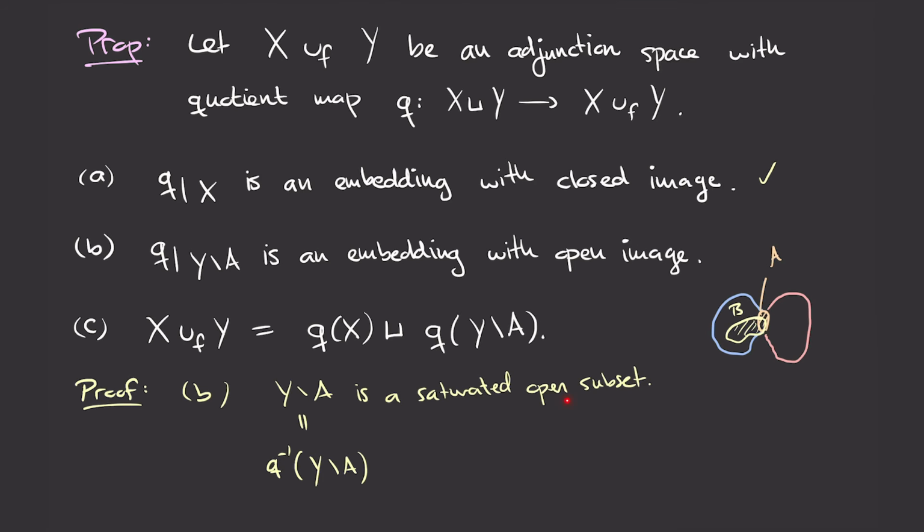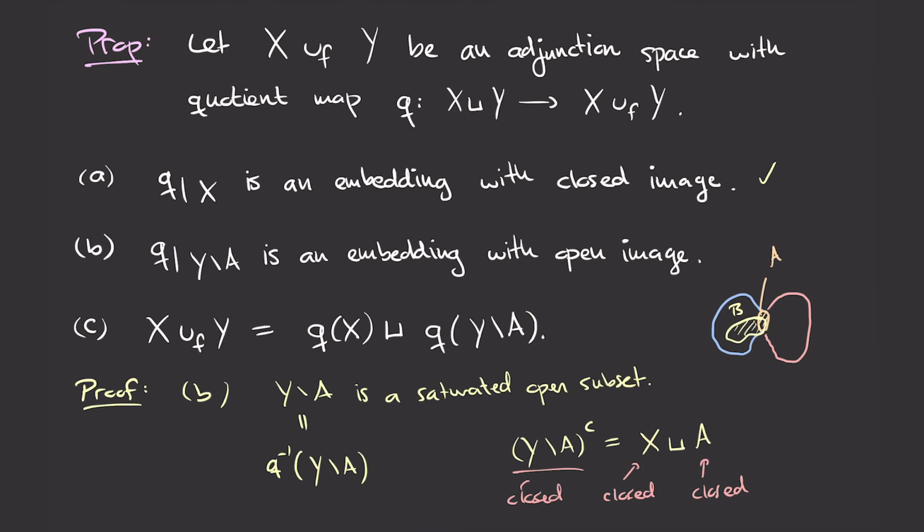It remains to show that it's open, but this just follows because the complement of this set Y minus A in the disjoint union space is just X disjoint union the set A. We know that X is closed in the disjoint union space, and also by assumption, A is closed. So in total, this shows that this set here is closed, which means that the original set without the complementation is open. Okay, so we've shown that Y minus A is a saturated open set of the disjoint union space.